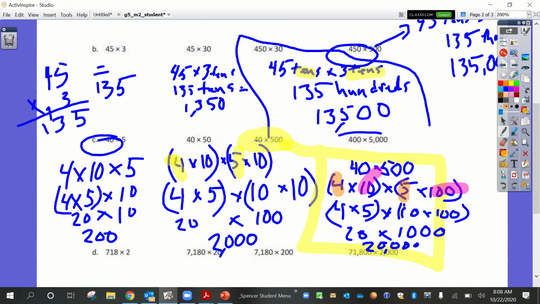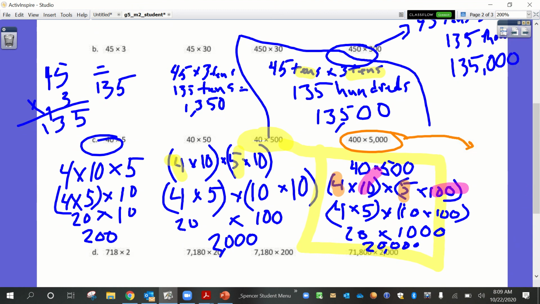And then I'm going to take this math problem. Let me change colors so you can see it easier. I'm going to take this math problem and do it over here. So let me scroll this up. And we have 400 times 5,000. So it's 4 times 100. We're going to decompose it. 4 times 100, and that's times 5 times 1,000, right?